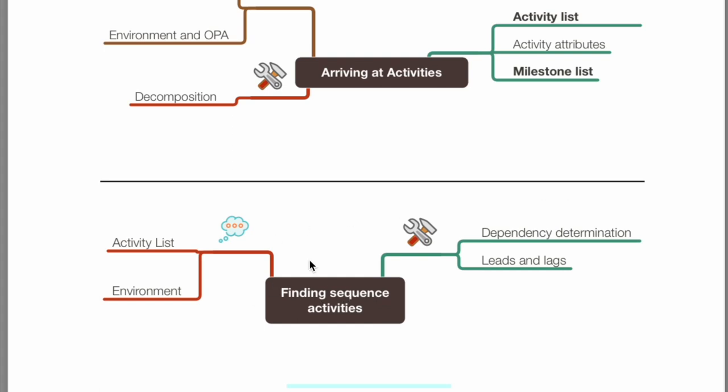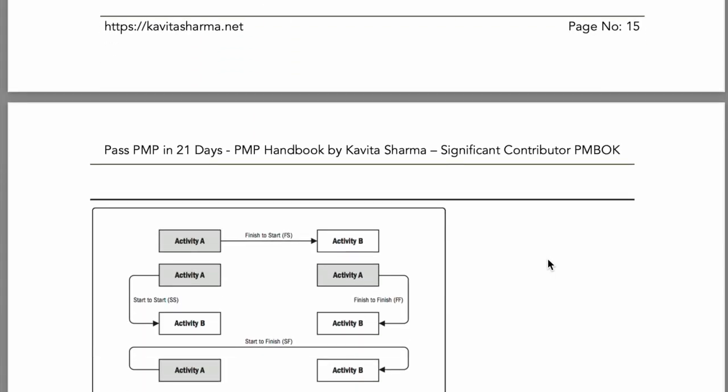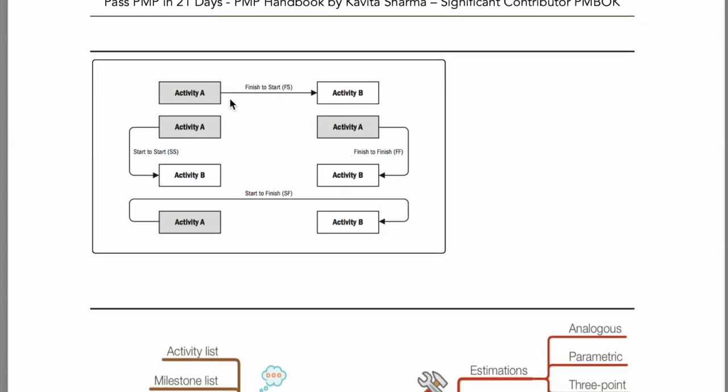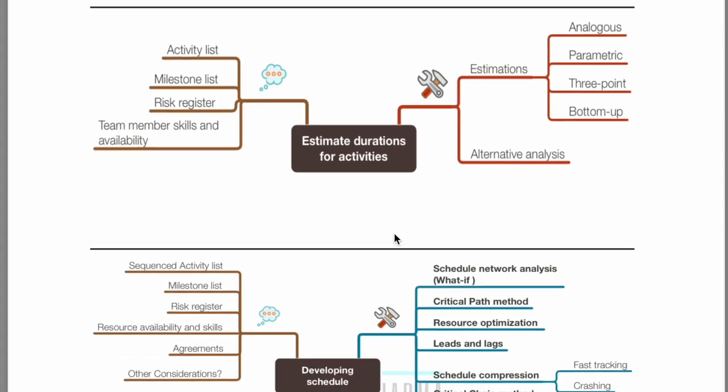We sequence the activities. Once we have the activity list, we check the dependencies. You guys know leads and lags. What is a lead? Lead is doing ahead of its time, and lag is waiting time. These are the dependency types. We have finish to start, which is mostly used, start to start, finish to finish, and start to finish. We discussed an example of this in the class in detail.